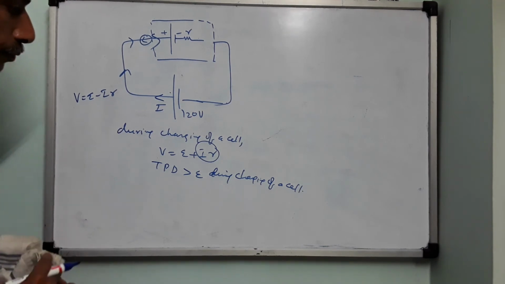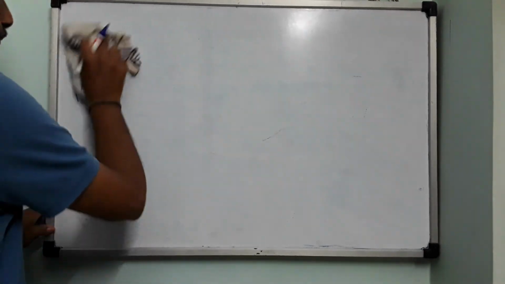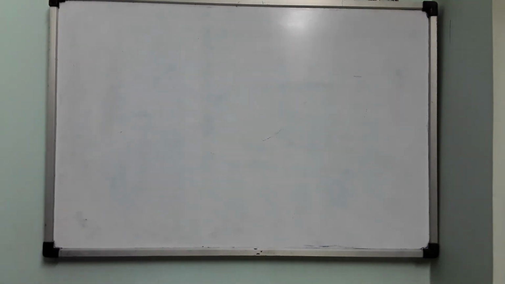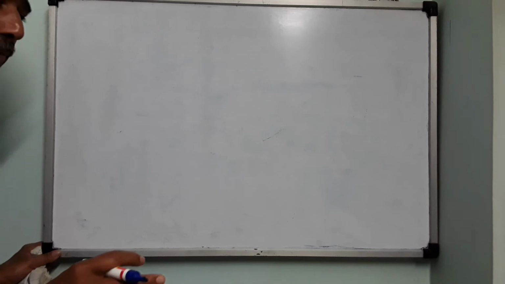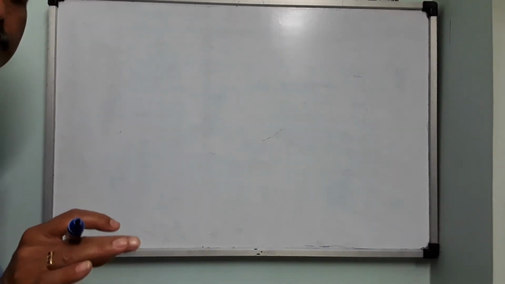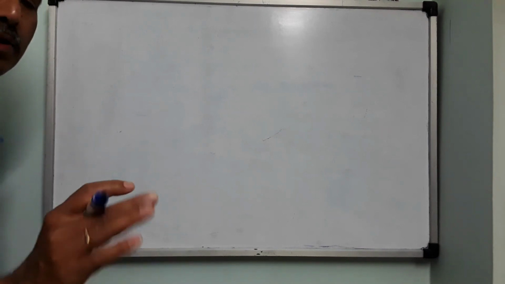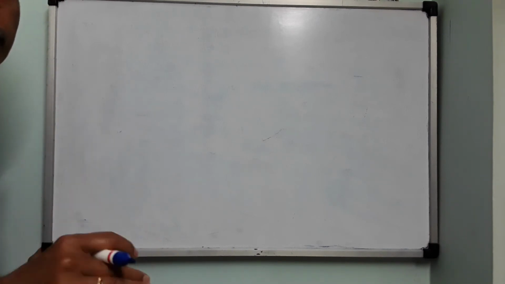Okay, right. So this you remember. There is a numerical based on this series and parallel combination in the textbook. At the end of the chapter, you open that chapter and see the exercise. There is a 120 volt battery that is connected across a cell, and they have given some resistance values, I don't remember properly. Try to solve that. You will understand how the cells will work.